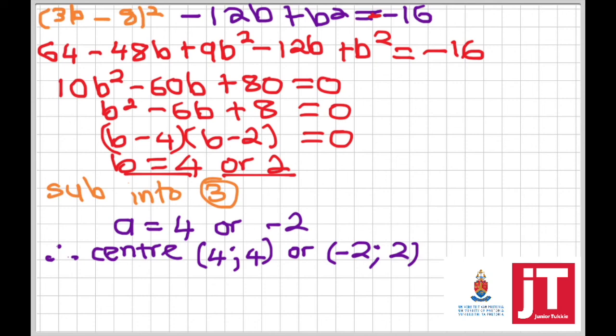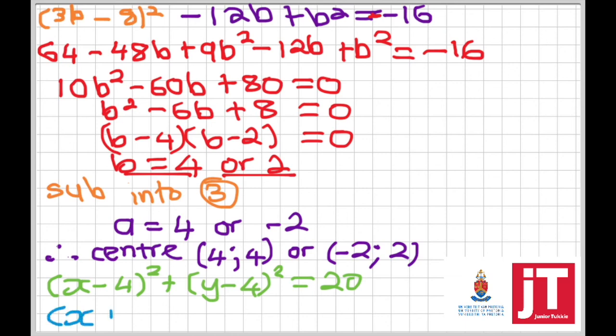Therefore, for the first equation, we get (x − 4)² + (y − 4)² = 20, forming the first equation. And in the second equation, we get (x + 2)² + (y − 2)² = 20, forming the second equation.